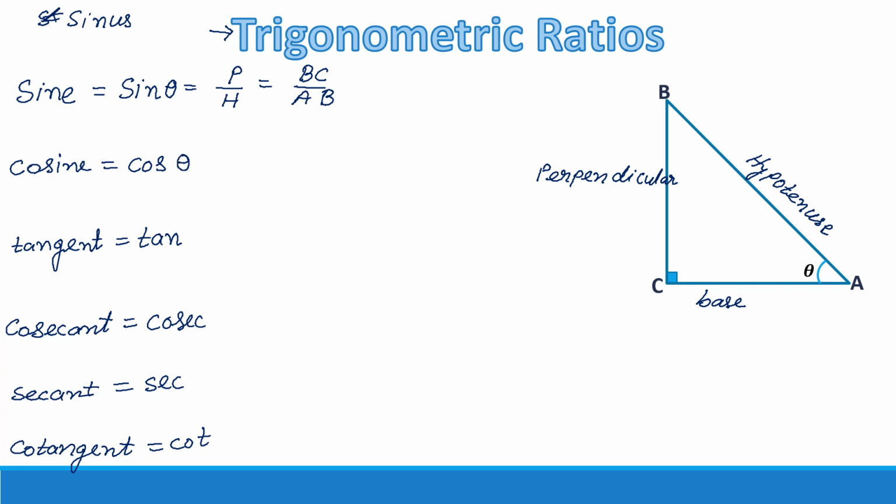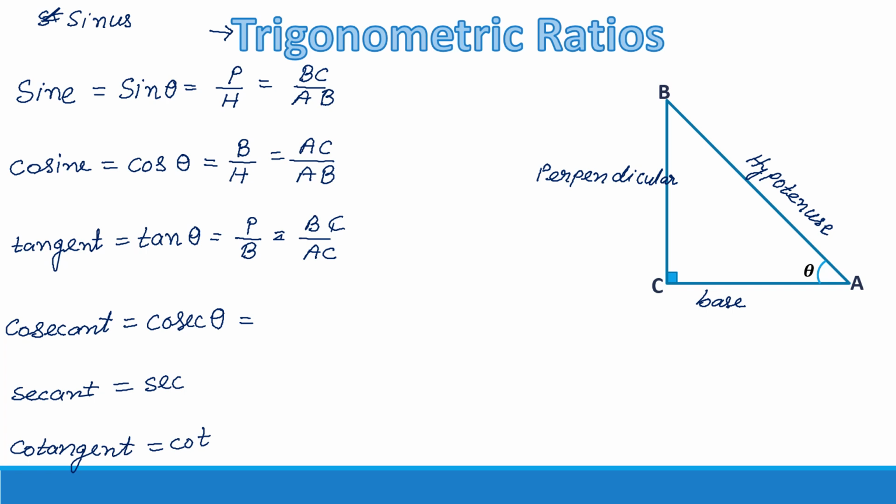In the same way, cos theta is the ratio of base and hypotenuse, that is B by H. In this case, it will be AC upon AB. In the same way, tan theta is the ratio of perpendicular by base. In this case, it will be BC upon AC. These are the three basic trigonometric ratios and their values.